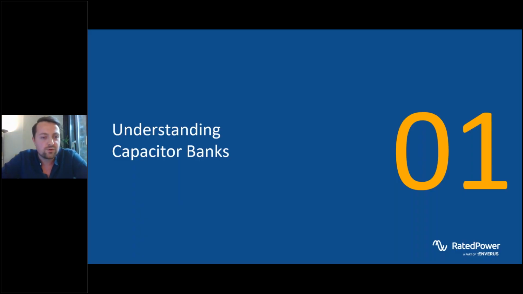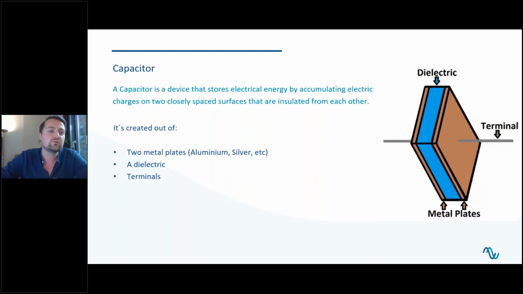Jumping to the first subtopic, understanding capacitor banks. In order to understand capacitor banks, first we have to understand what capacitors are. Capacitors are devices that store electrical energy by accumulating electrical charges on metal plates that are insulated from each other by a dielectric material. Basically, when this device, the capacitor, is connected to a source, these metal plates will be charged. One of them will be negatively charged, the other positively, and so they can store this energy within the capacitor.